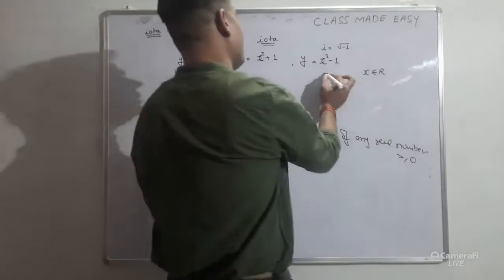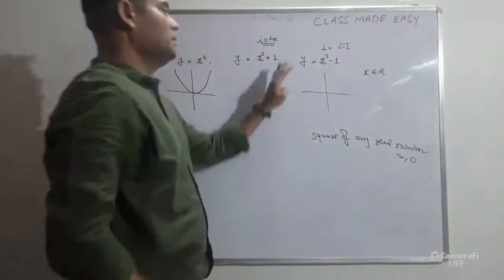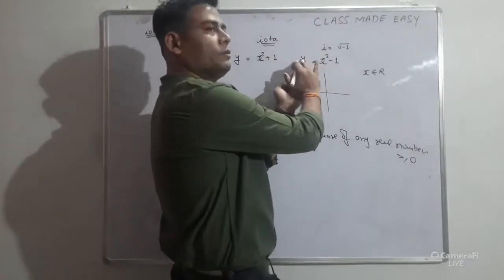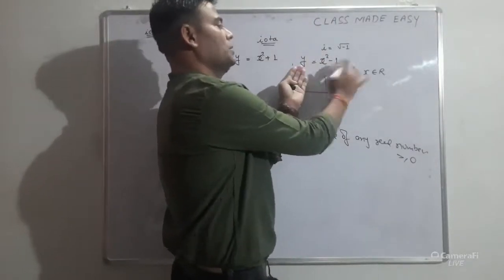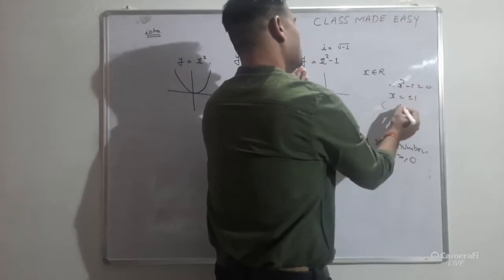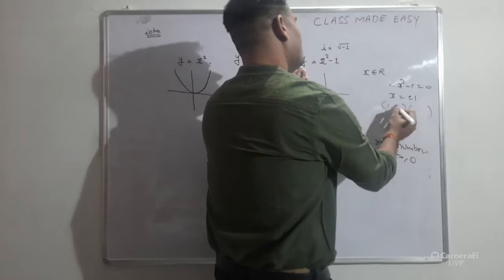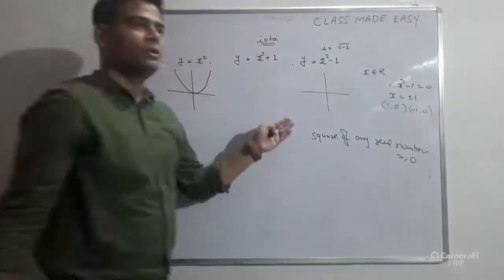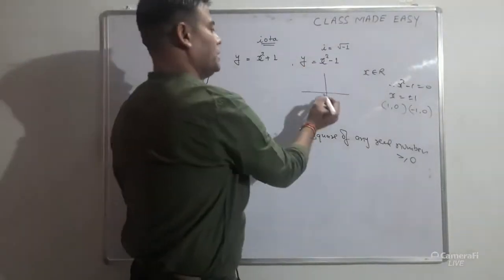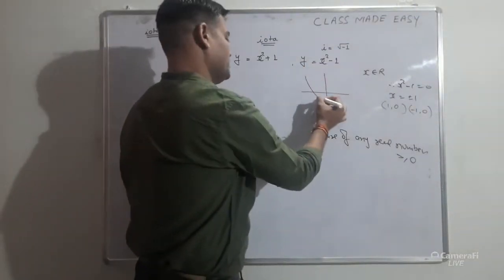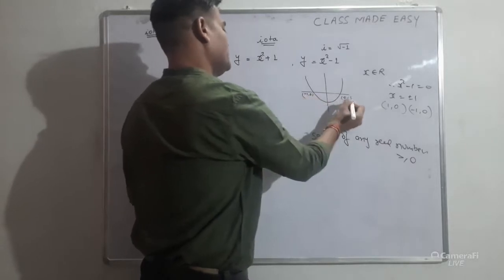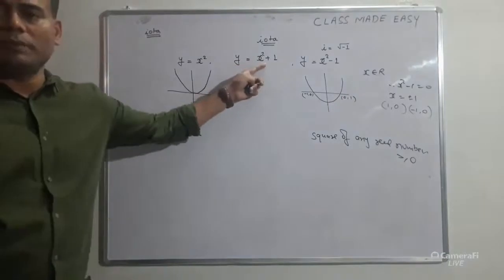y equals x square minus 1. See, this graph has two roots. If you put y as 0, you will get x square minus 1 as 0, then x is plus minus 1. So the graph cuts the x-axis at (1, 0) and (minus 1, 0). So the graph has two roots, (1, 0) and (minus 1, 0). Here if you draw the graph, it is like this. And the middle one is y equals x square plus 1.